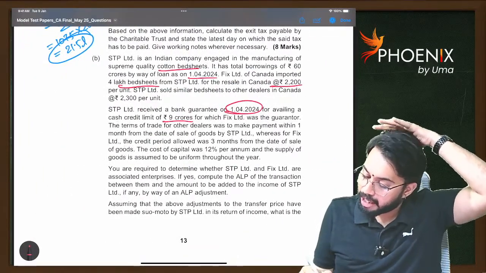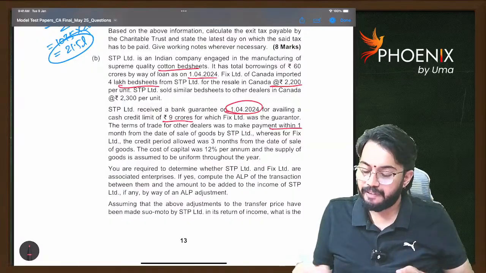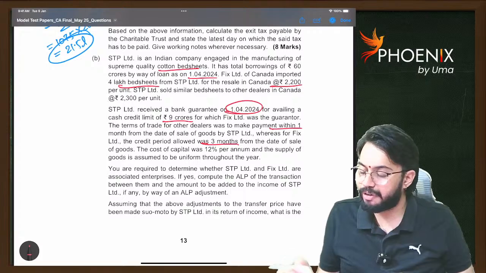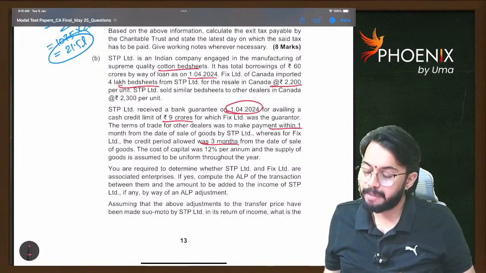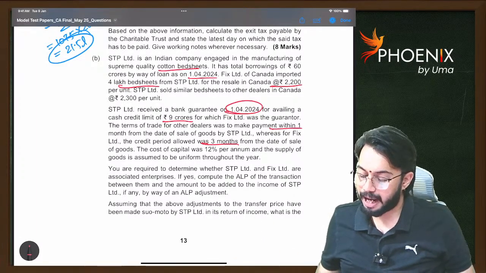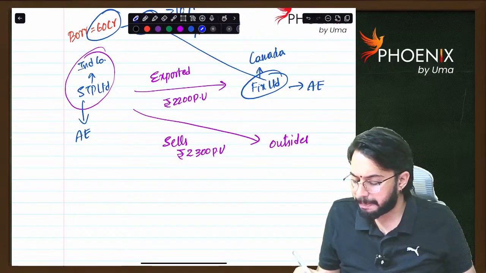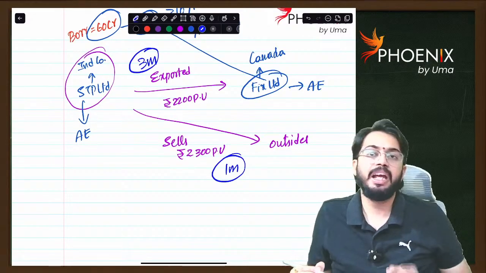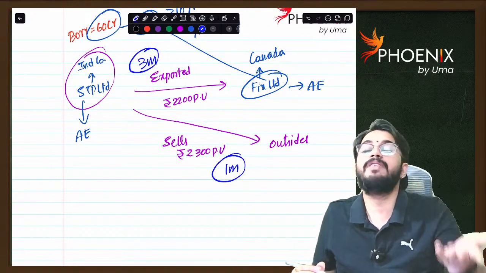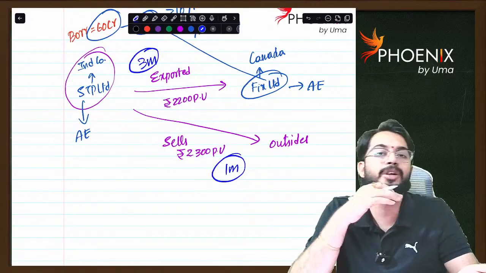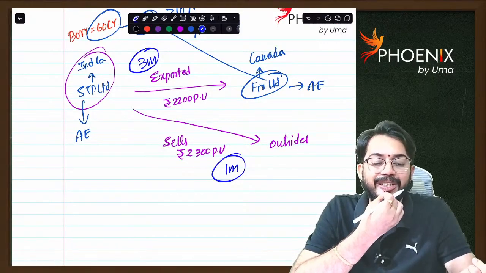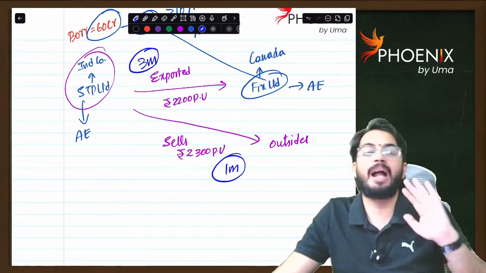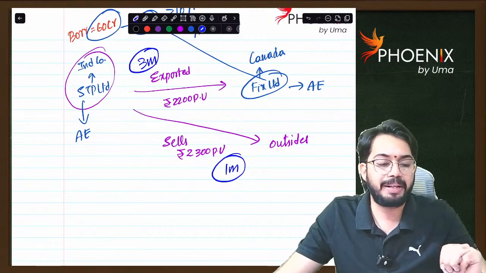The terms of trade for other dealers was to make payment within 1 month from date of sale of goods by STP Limited, whereas for Fix Limited, credit period allowed was 3 months from date of sale of goods. The cost of capital was 12% per annum. See, for outsiders, credit period is 1 month. For Fix Limited, credit period is 3 months. Generally, if more credit period is given, more price will be charged because interest cost will also be added to the actual cost of the product. So generally for outsiders, it is given for 1 month credit. However, for related party, associated enterprise, it is given for 3 months credit.